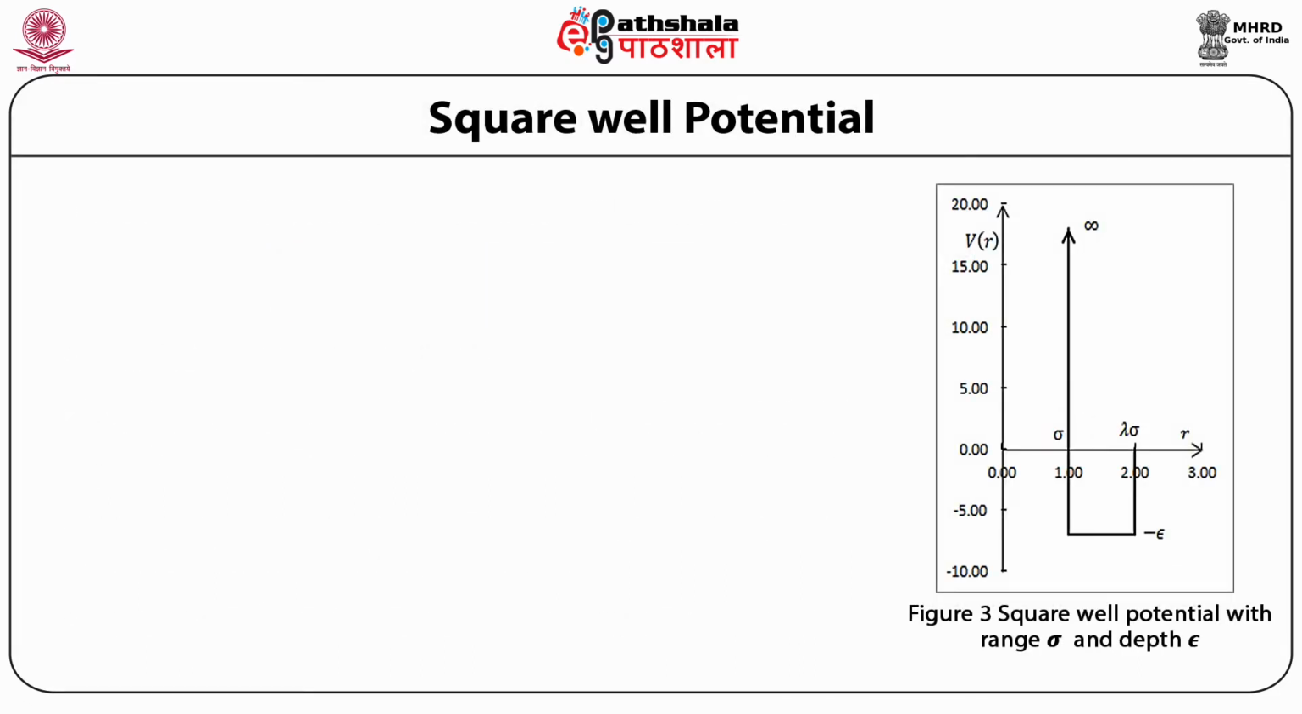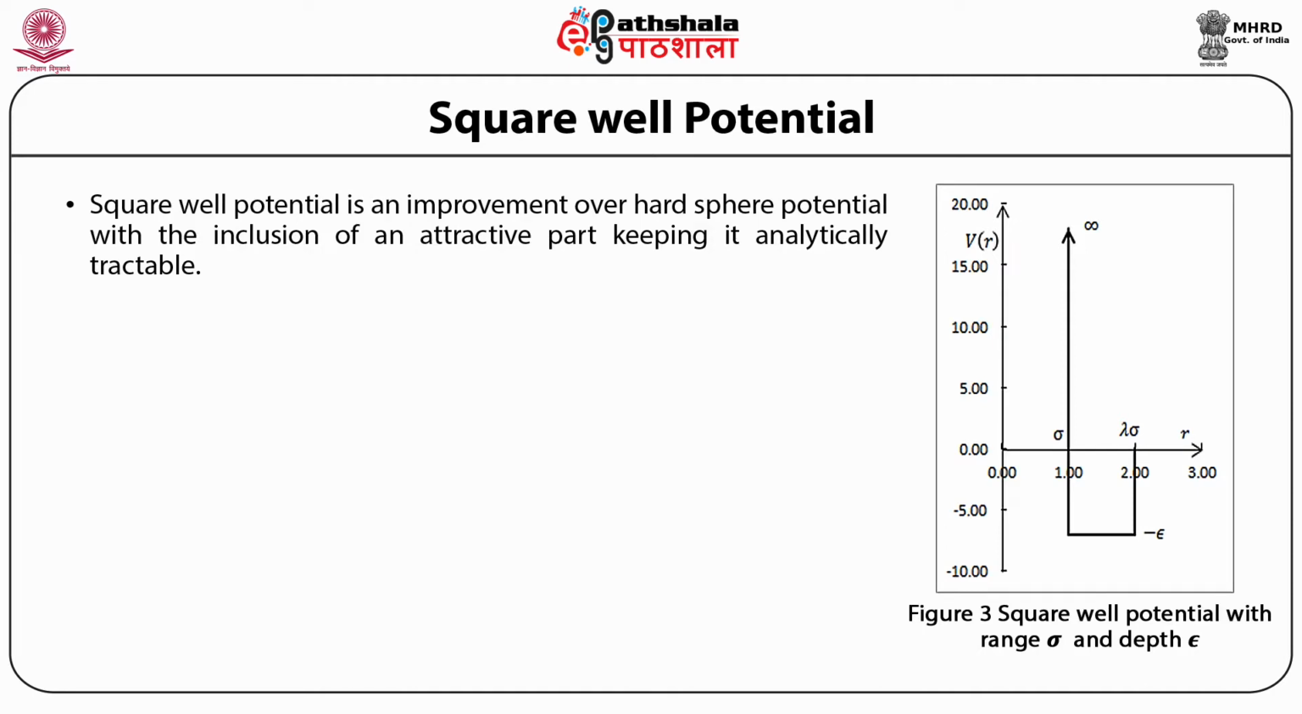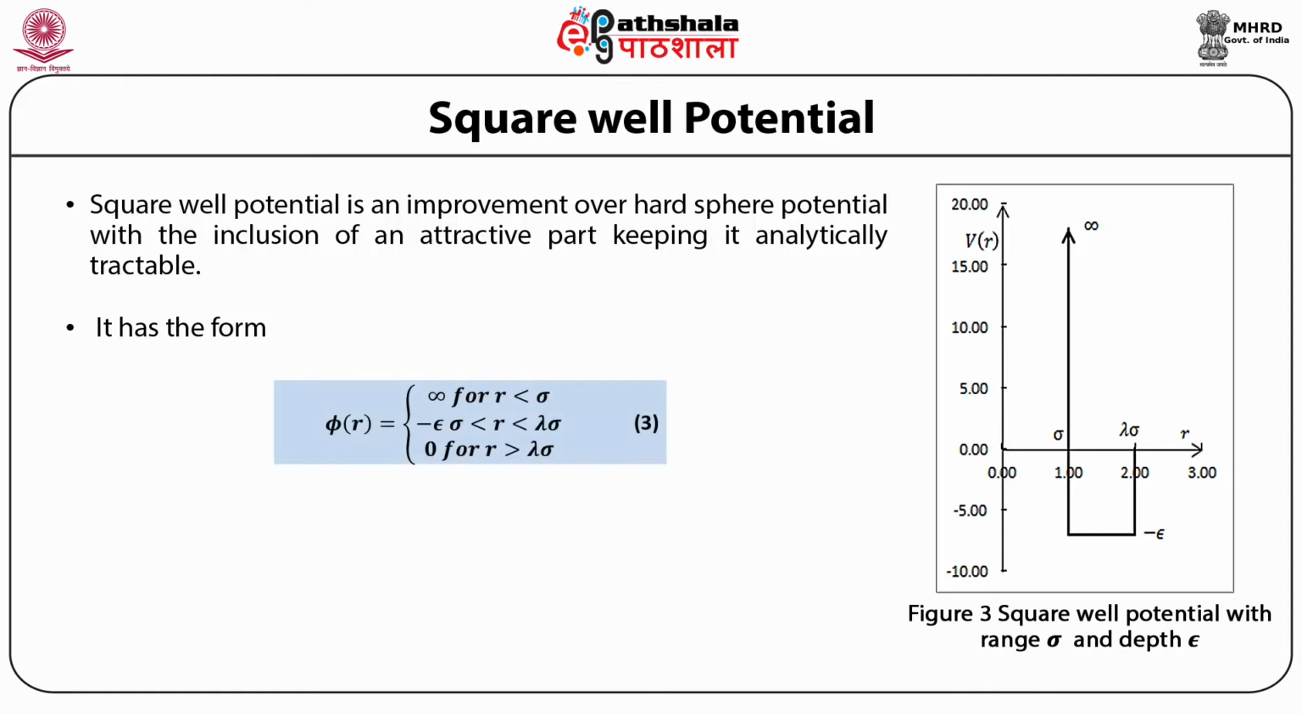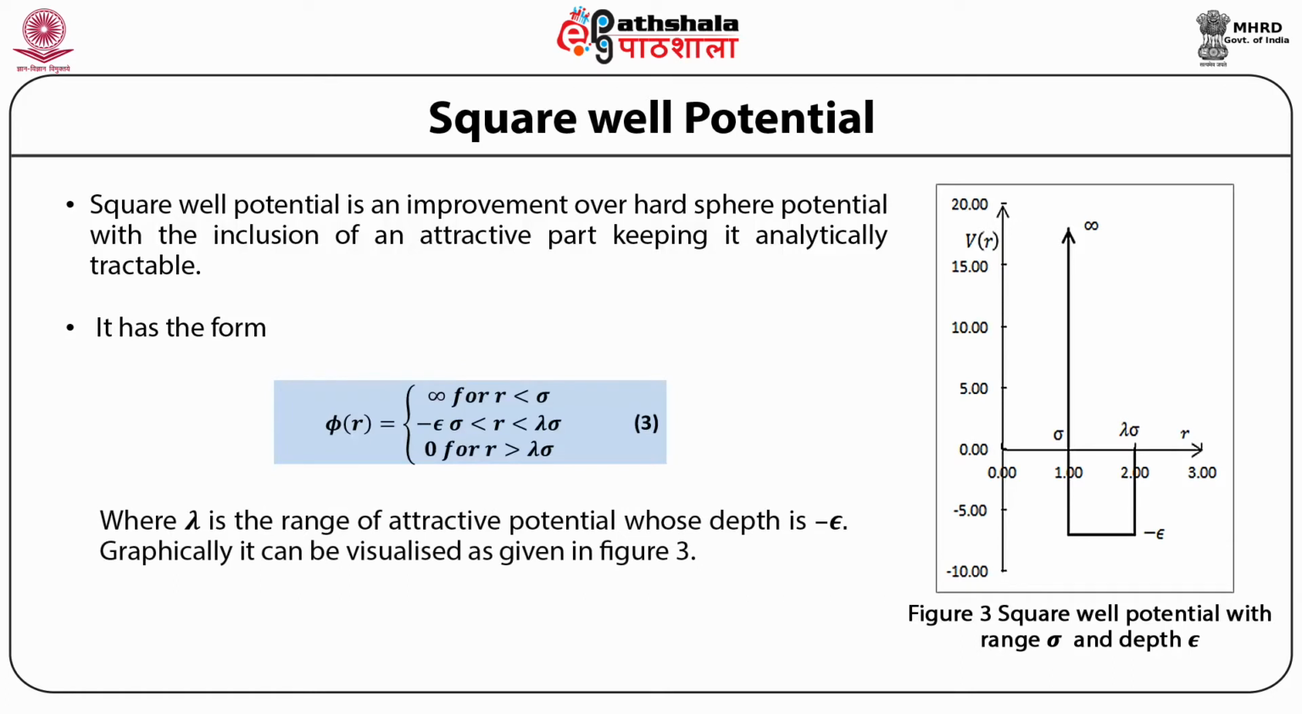Square-well potential. The square-well potential is an improvement over the hard sphere potential with the inclusion of an attractive part, keeping it analytically tractable. It has the form phi(r) equal to infinity for r less than sigma, equal to minus epsilon for sigma less than r less than lambda sigma, and 0 for r greater than lambda sigma, where lambda is the range of the attractive potential whose depth is minus epsilon. Graphically, it can be visualized as given in figure 3. This square-well potential has a range sigma and depth epsilon.